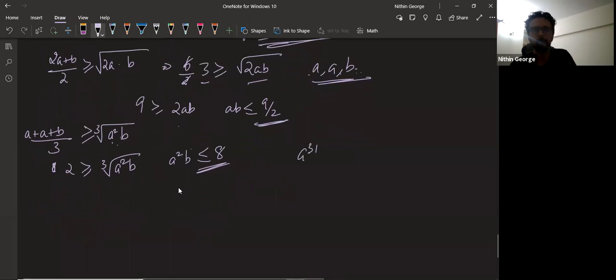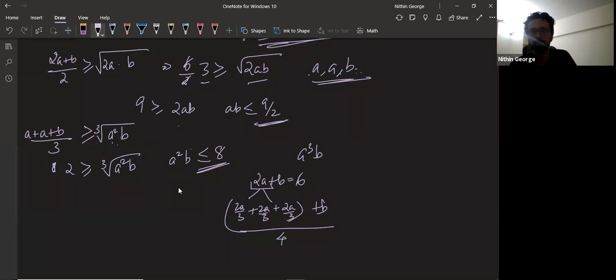Now, if they ask for A cube B, what do you do? You have 2A plus B equal to 6. If they ask you for the maximum value of A cube B, what do you do? You divide 2A into 3 parts. That's what you do. So one becomes 2A by 3, the other is 2A by 3, plus 2A by 3, plus B, divided by 4 terms, less than or equal to the 4th root of 8A cube by 27 into B. So you are getting towards A cube B. See how you found A cube B here?